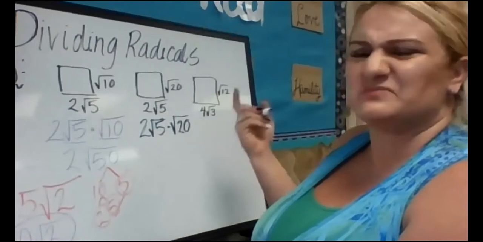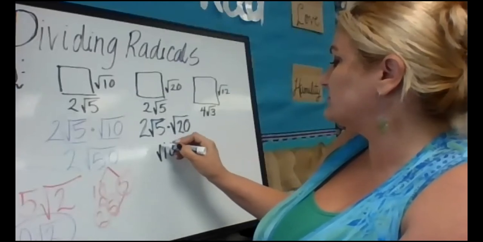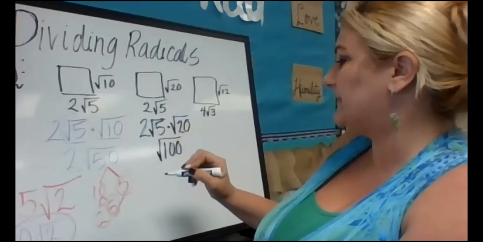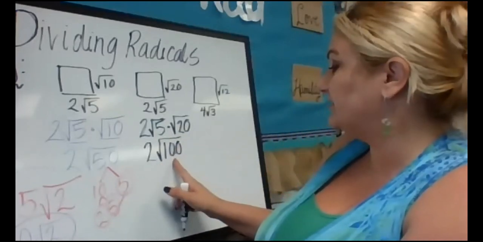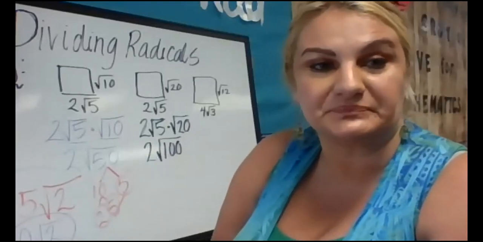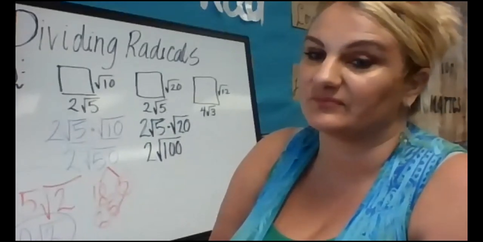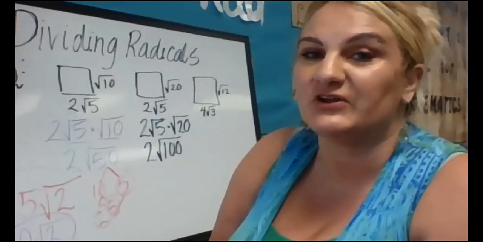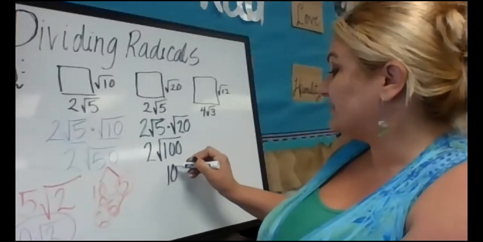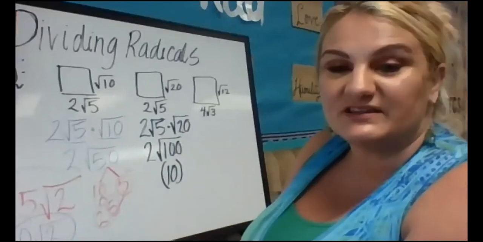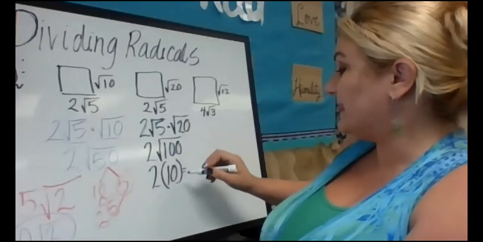So what's 5 times 20? 100. Square root of 100. What do I do with this 2? Bring it down. Good. So then I have 2 square roots of 100. Do I need to break down 100? No. Why do I not need to break down 100? Because it's a perfect square. And I know the square root of 100 is? 10. Good job. But I'm going to replace it with parentheses because what needs to come down? The 2. The coefficient. Good job with the vocabulary. And this becomes?